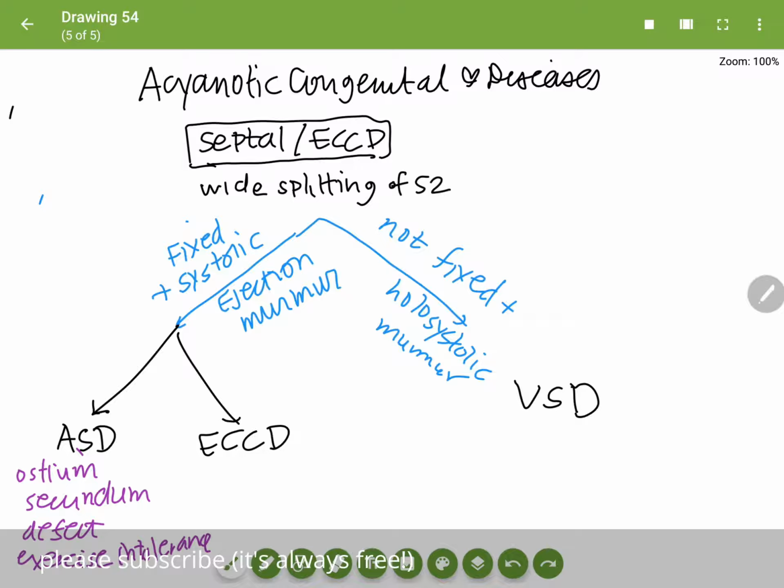And the main diagnostic test results in ASD are an ECG or EKG showing right axis deviation, and a chest X-ray showing right ventricular and right atrial enlargement.